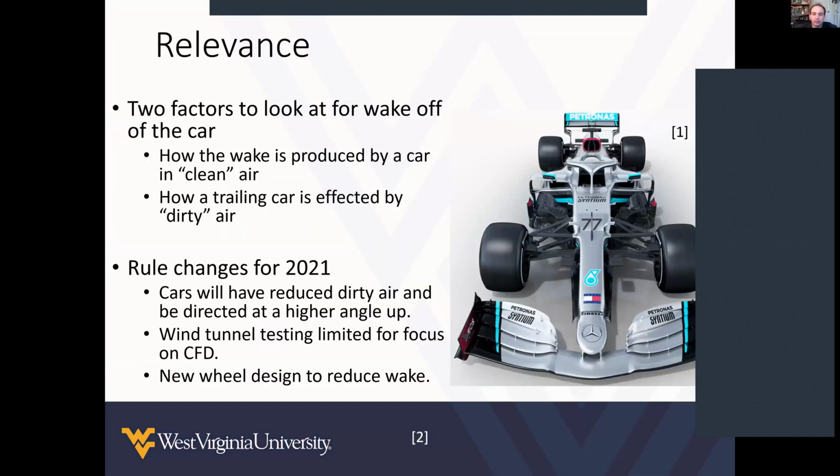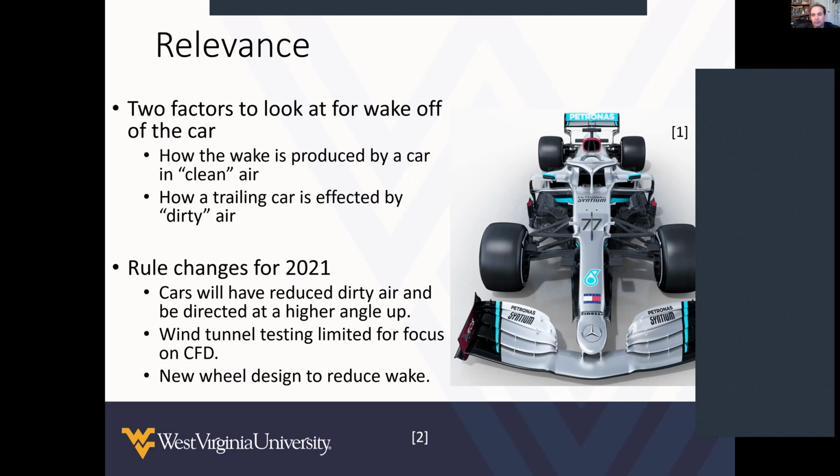So the first slide, the car I'm showing here is the Mercedes-Benz 2020 car, and they have been the champions the past 6 years. So they're kind of the leaders of Formula One in developing the aerodynamics. The two factors that we're looking at is how the car produces a wake and clean air, and then how that affects the trailing cars behind them.